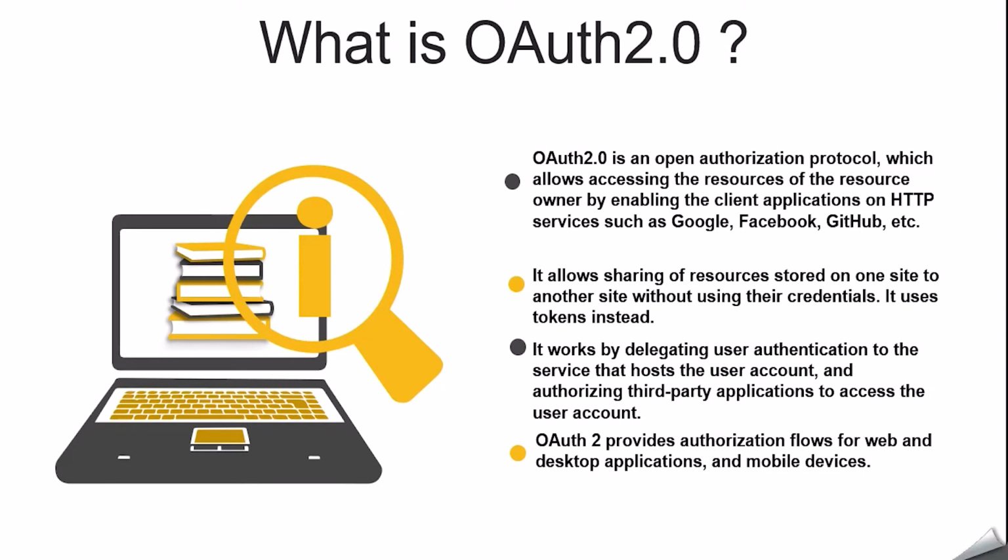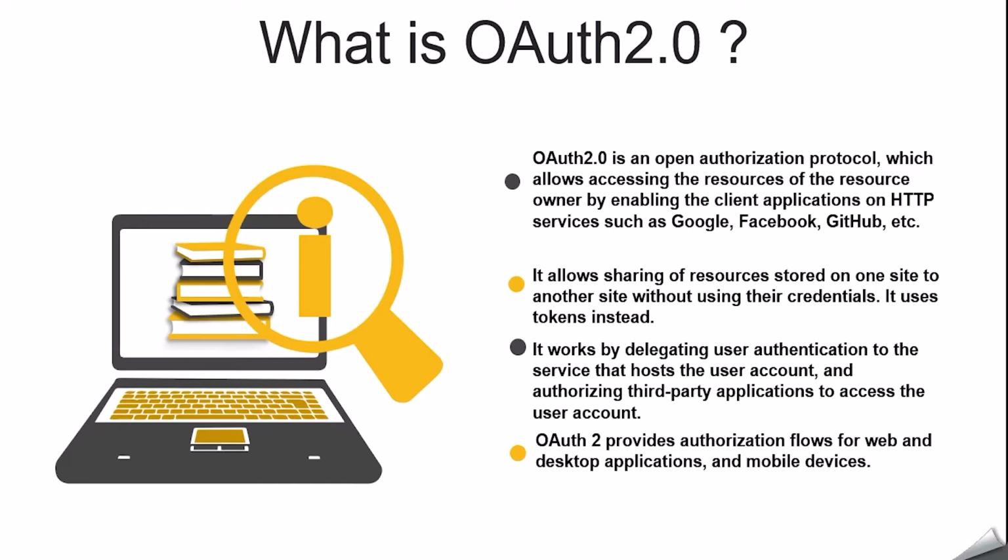So now, what is OAuth 2.0? OAuth 2.0 is an open authorization protocol which allows accessing the resources of the resource owner by enabling the client application on HTTP services such as Google, Facebook, GitHub, etc. So it is an authorization protocol, not authentication. There is a difference between authentication and authorization. Authentication means with username and password, you log into the system, that is authentication. But what resources will be allocated to you, that is authorization. So OAuth 2.0 is used for authorization purposes, not authentication purposes. So this is a very important difference.